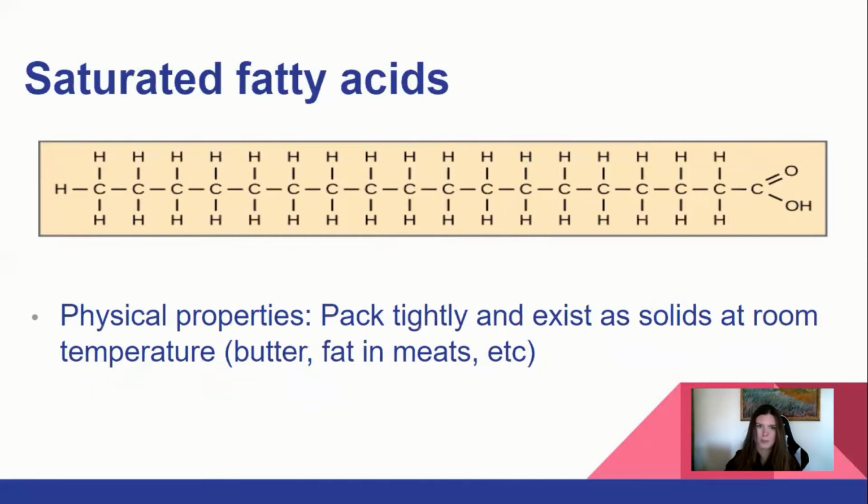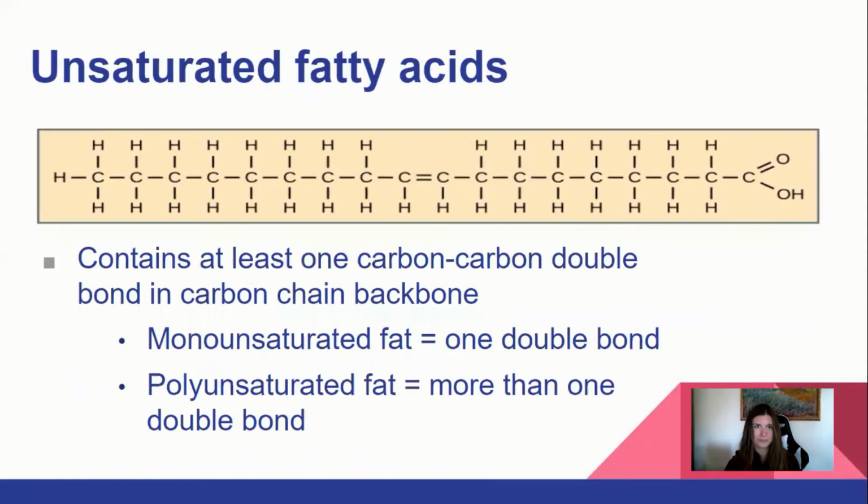Now, the fact that it has all these single bonds actually means something for its physical shape. When we have these single bonds, we're going to have a straight linear molecule. And this straight linear molecule is really easy to pack together tightly. Because we can pack it together tightly, it's going to be a solid at room temperature. Some examples of saturated fatty acids would be butter, the fat part of meat, things like that.